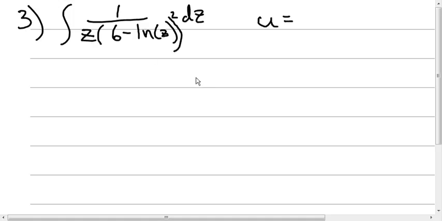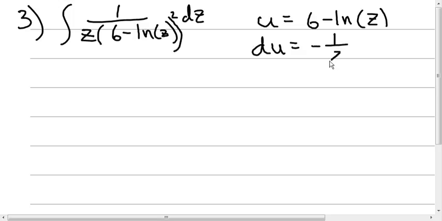Now what am I going to make u equal to? Well, you see how this term here is raised to a power. I would like to make this whole thing equal to u. And then du, can you see what du would be? Well, there's a minus sign here, so we've got to put a minus 1 over z dz.